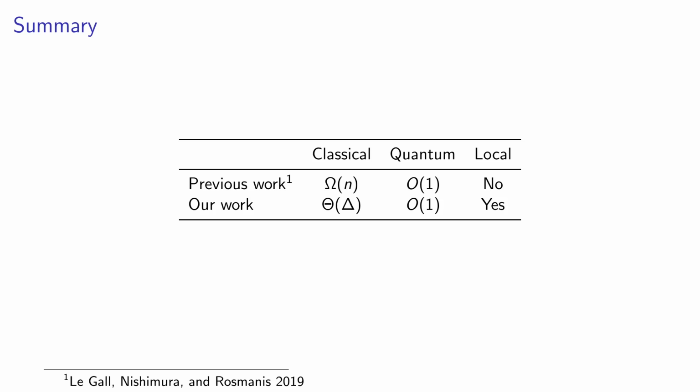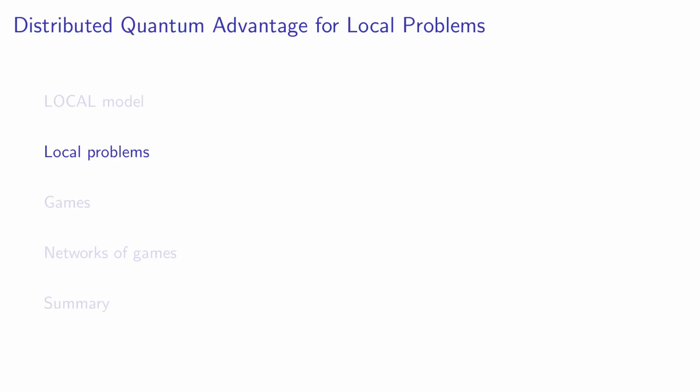So, in this work, we are improving on this by presenting the first known local problem that shows distributed quantum advantage. In particular, we show that there exists a local problem that can be solved in the quantum local model with a constant number of rounds, while in the classical model, it requires a linear number of rounds as a function of the degree of the nodes. I'm now going to present you more formally what I mean by local problems, and then I'm going to show you how to construct a problem that shows this linear separation between the local and quantum local as a function of the degree of the graph.